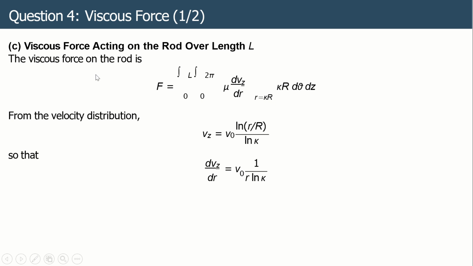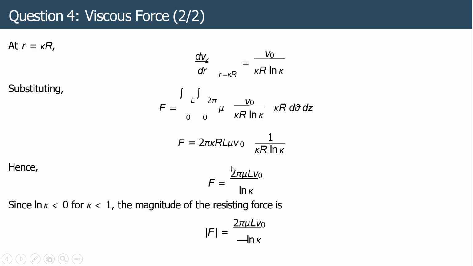The third part is the viscous force acting on the rod over the length L. For the force, we have this equation, and we have to integrate over d theta dz from 0 to L and 0 to 2 pi. The velocity distribution is this, so we can differentiate it to put that in that equation. From integrating it, we get the equation for force, and this is the equation for force.